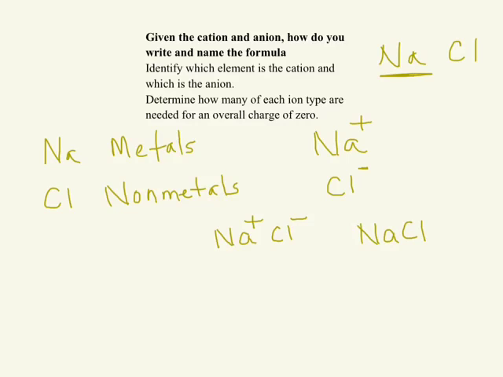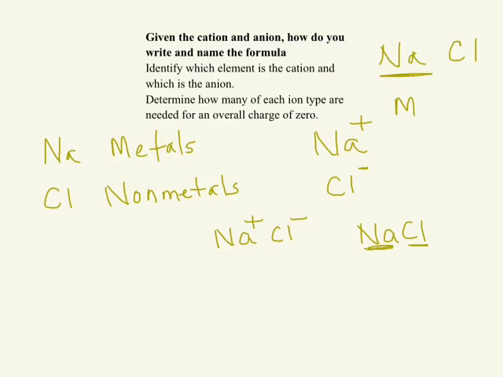So what will be the formula between sodium and chlorine? NaCl. Now what will be the name of this formula? For the first part, which is a metal, you name it as such, sodium. But chlorine, the second part, the non-metal, chlorine becomes chloride. So the name is sodium chloride. Let's take one more example.